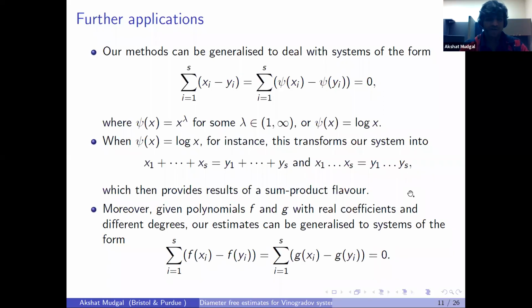And in general, you can even replace this linear equation by another polynomial. So if you have two polynomials, f and g, and they're sort of linearly independent, they have different degrees, you can get non-trivial upper bounds for the additive energy defined by this system. And so these are the applications. And with that, I'll get to our preliminary attempt to prove our main result.